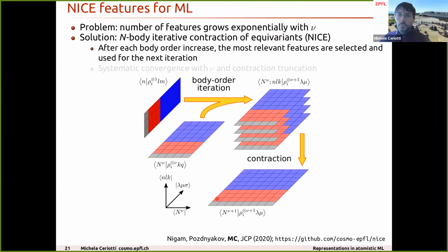Now, the issue with this is that every time you do a body order iteration, you increase, eventually exponentially, the number of features that you have to deal with. And so what we propose is that you do some kind of feature selection or contraction. Right now, we are just doing PCA, but the idea can be applied much more generally to keep the complexity of your featurization under control. But there is actually very little more that you can do. You just can't apply an arbitrary nonlinearity unless you restrict yourself to invariant features. Those are the only ones that can be stuck into a ReLU.